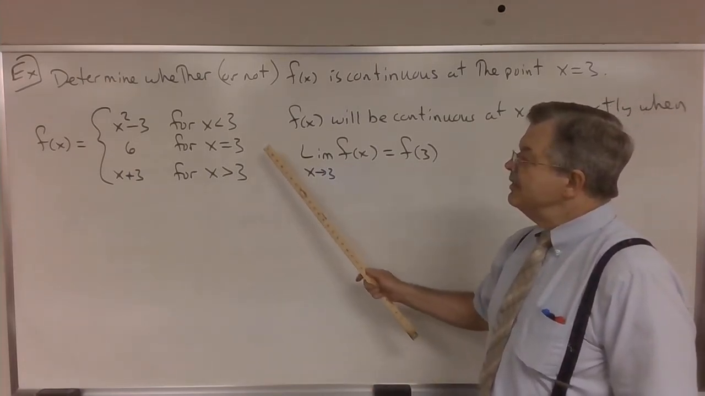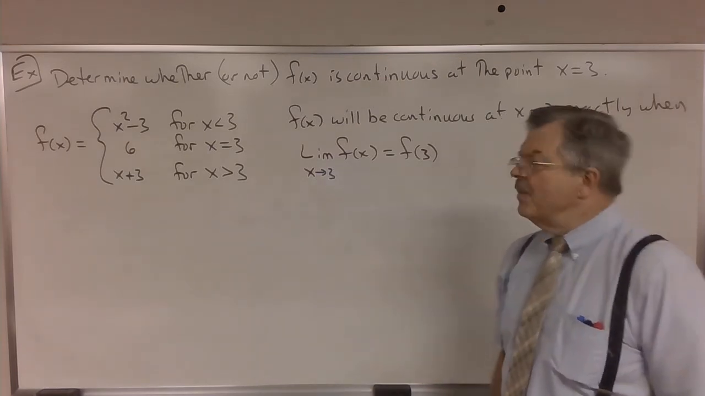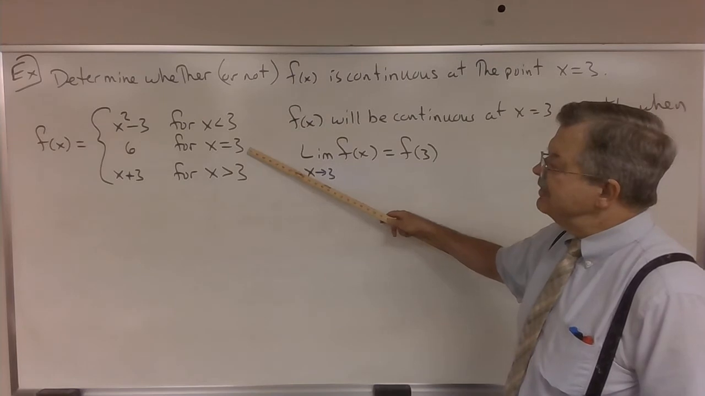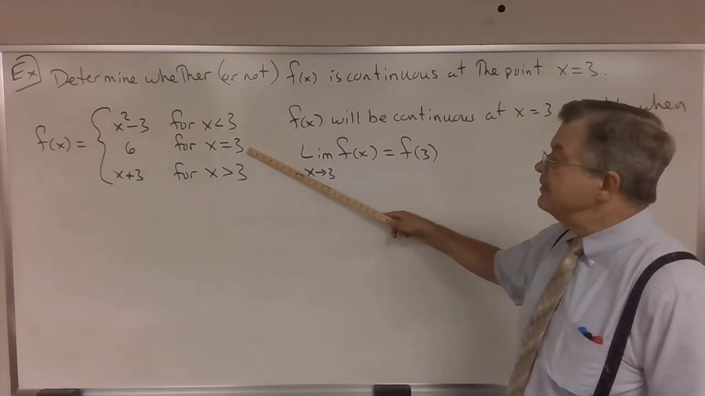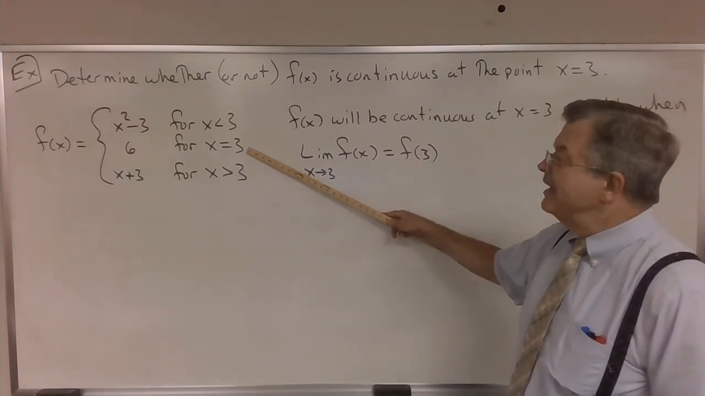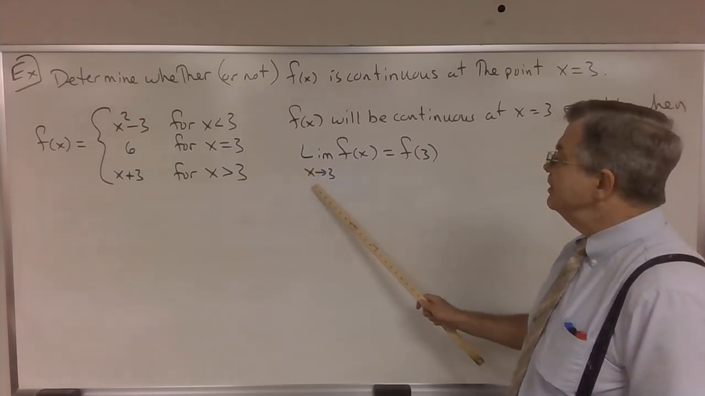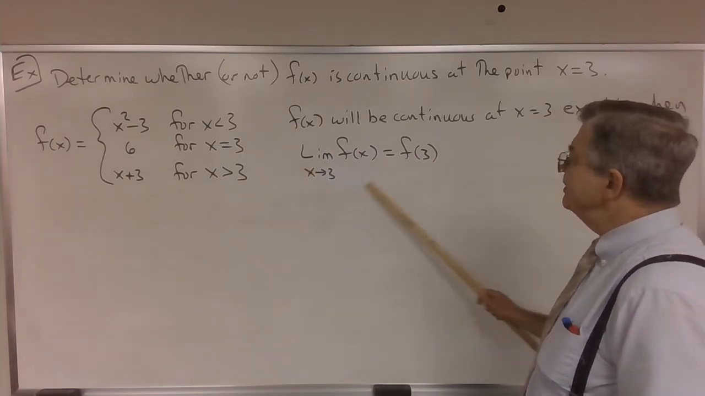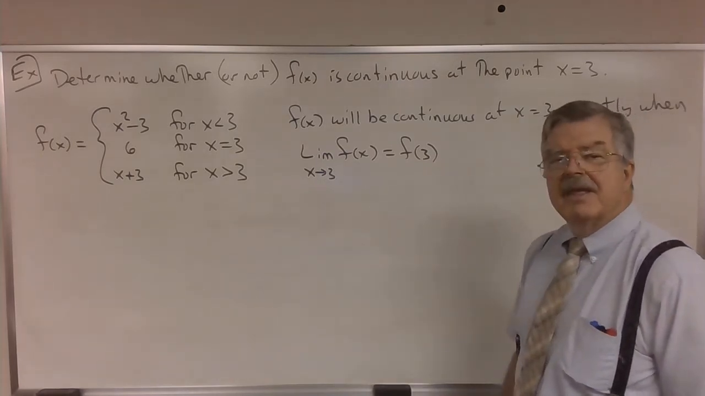If we're dealing with a piecewise function and we want to know whether f of x is continuous at a point or an x value where the definition of x changes, then the way to determine continuity is to use the definition of continuous at a point, this criterion.